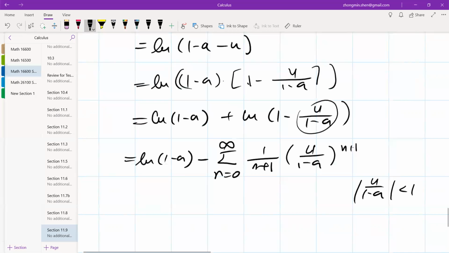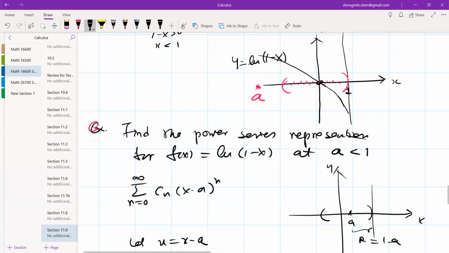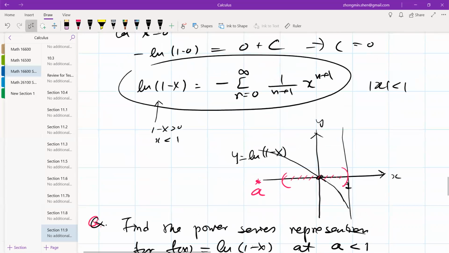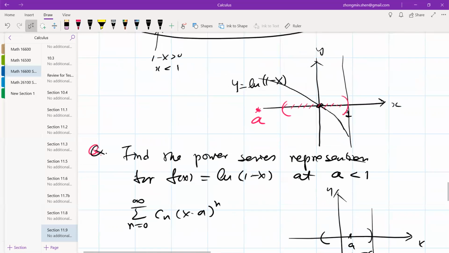View this part inside the circle as the x. Look at this. We already know this result, right? Natural log 1 minus x is going to be that, and absolute x should be less than 1.